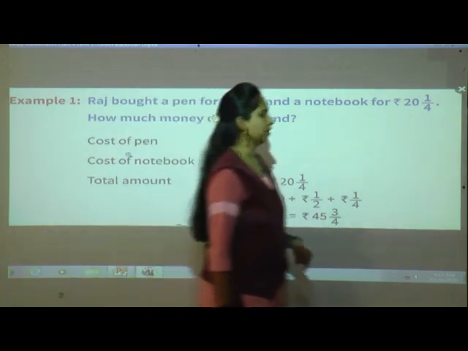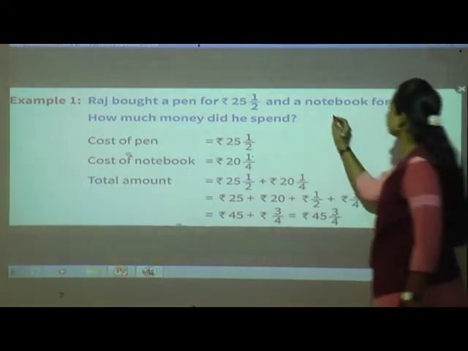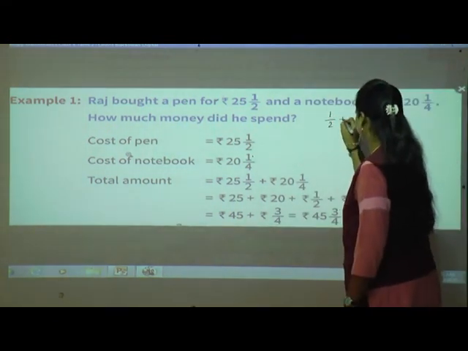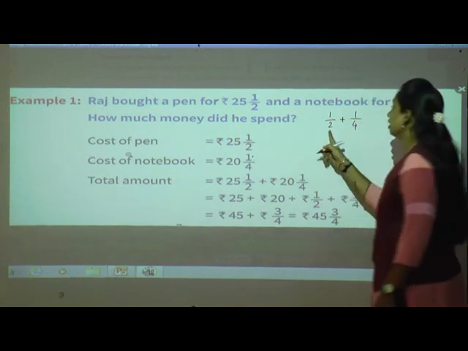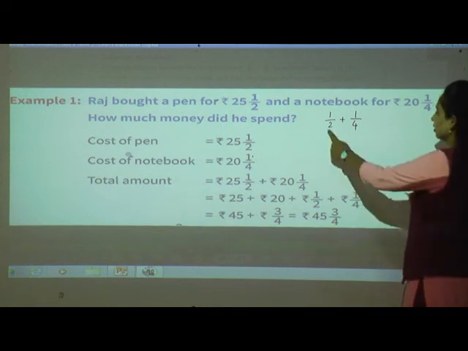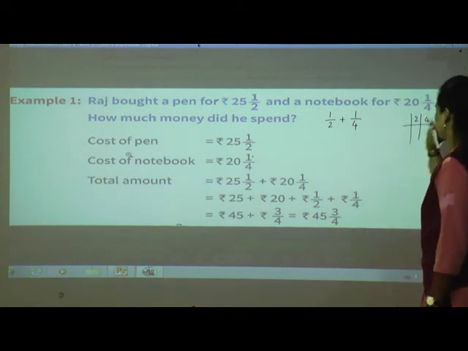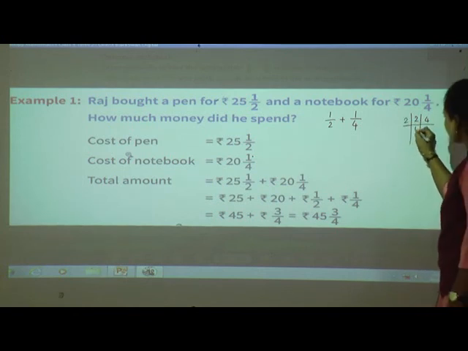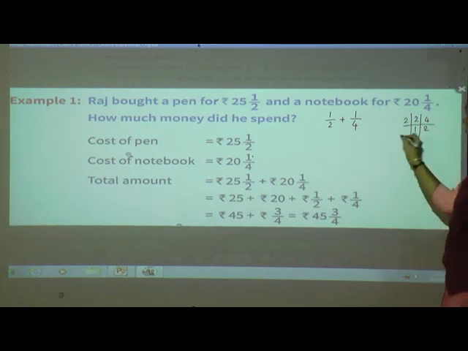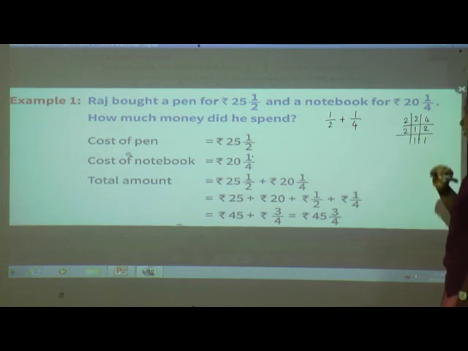Now addition of 1 upon 2 and 1 upon 4, see here, 1 upon 2 plus 1 upon 4. Now denominators are not the same, so we have to find out the LCM of both the numbers. I will find it out here. See, 2 1s are 2, 2 2s are 4.